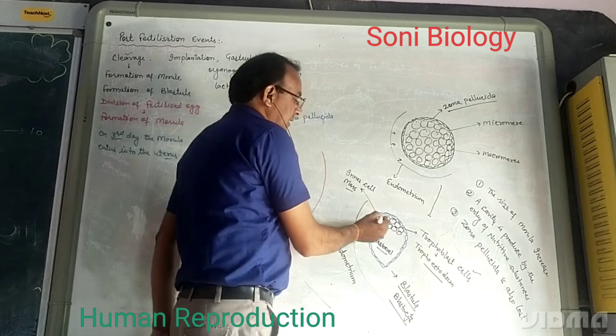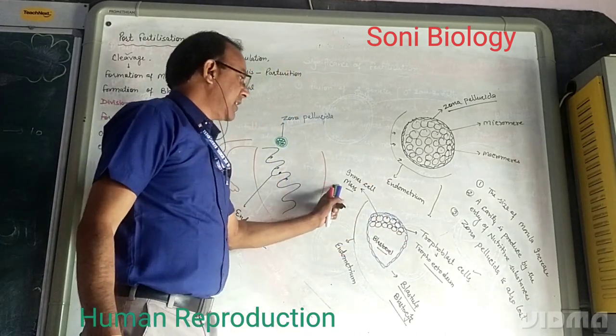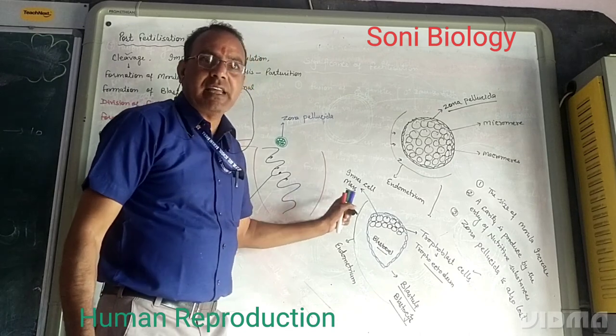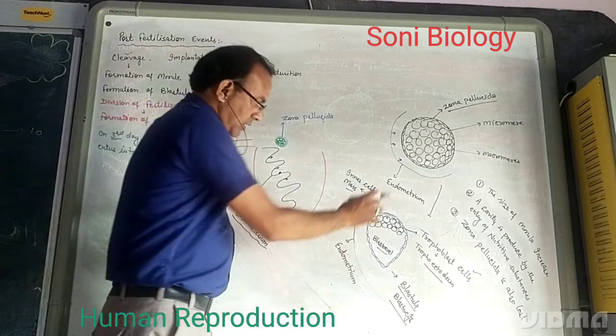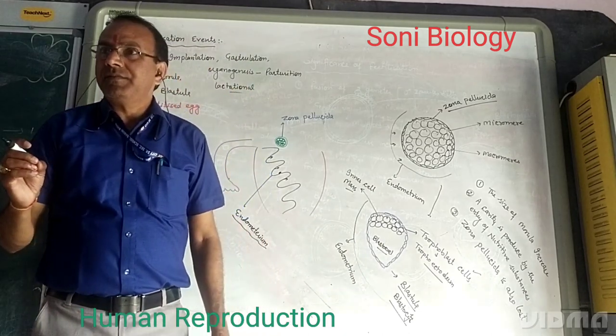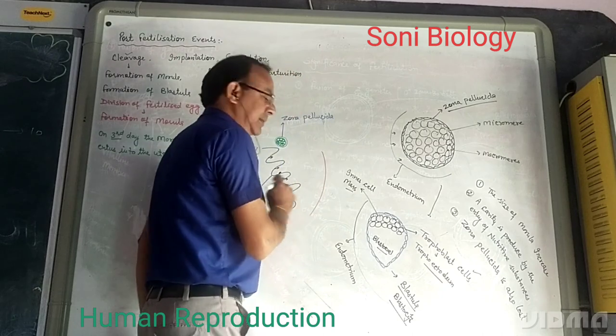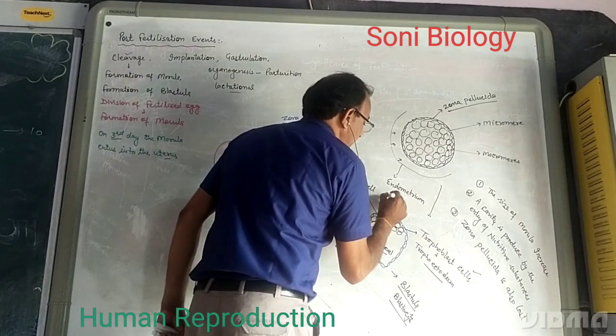Again, we can see that the cells gathered at one side are called inner cell mass. This type of structure contains two ends. The end which is towards the inner cell mass is called embryonic end.